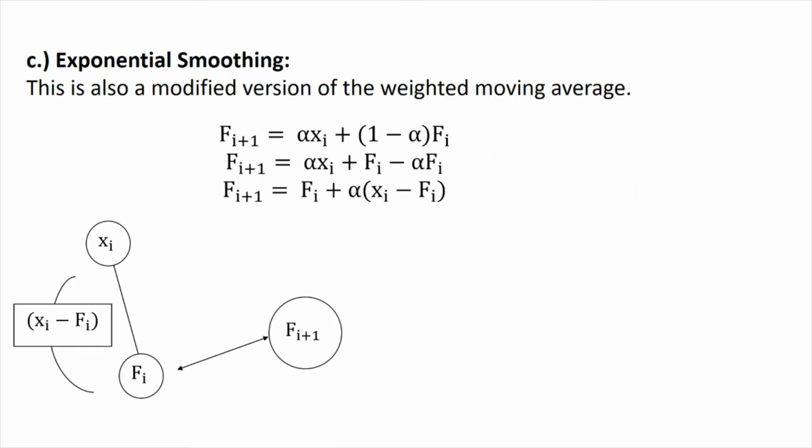Next is exponential smoothing. Exponential smoothing is very common in any organization. This is also a modified version of the weighted moving average. Here we can see in this figure we use the difference between the actual data and forecast data of last month, and in the equation alpha is a smoothing factor or smoothing coefficient, and the value of alpha lies between 0.1 and 0.3.